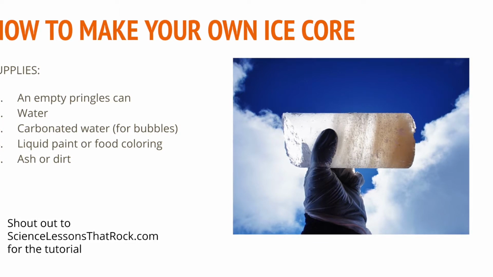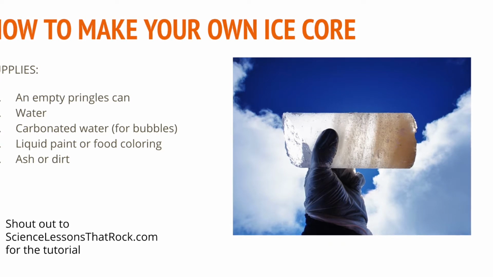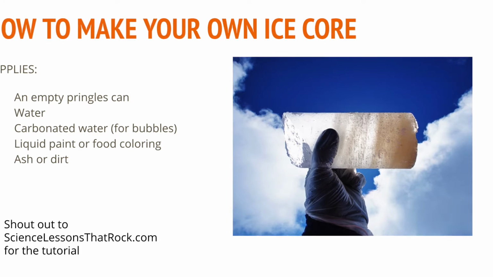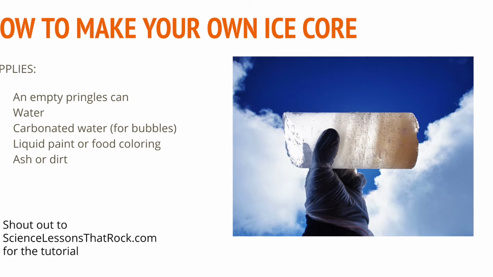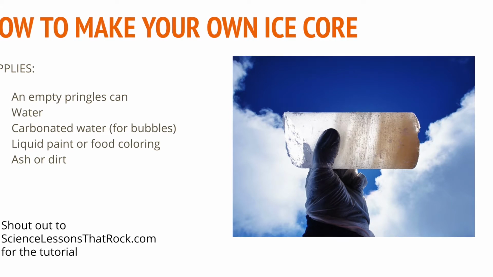And you'll keep alternating your clear water and your colored water until you run out of water or you run out of tube space. If you want to, you can put a little dirt or a little ash in there to simulate what it would look like if there was a volcanic eruption and all that ash settled on your ice. And then once everything is frozen, we can take it apart and look at it, and we're going to do that next. So hold on to your horses.